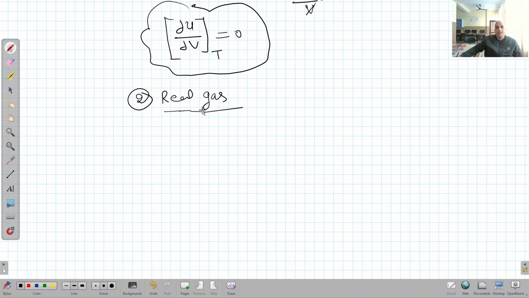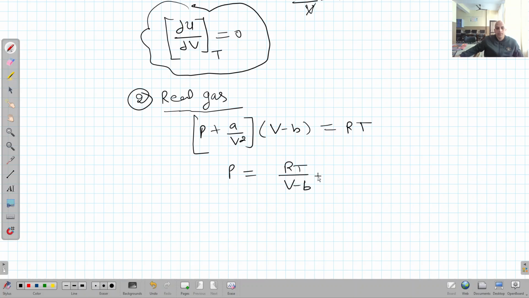We know what real gases are. In case of real gases, the gas equation is (P + a/V²)(V − b) = RT, right? So from here we got P = RT/(V − b) − a/V². Clear? This was the real gas equation for the case when we have taken n equal to 1.